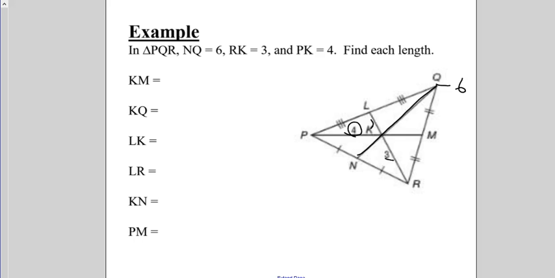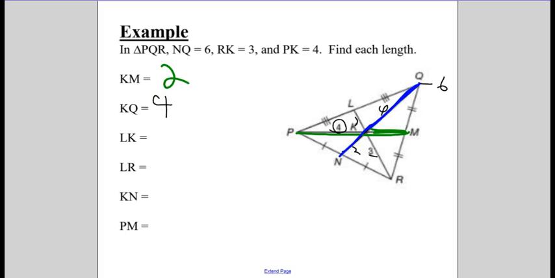So, KM. Well, if you look where KM is, the short piece of PM. That means it's going to be half of 4, which is 2. KQ, where's that? That's right here. That's the long piece, right, of QN. Now QN is 6. Remember, if we divide by 3, that's going to make this 2. And if we double it, we get 4.